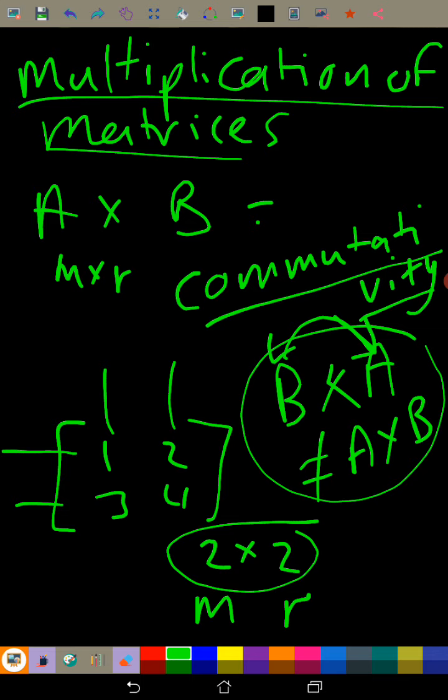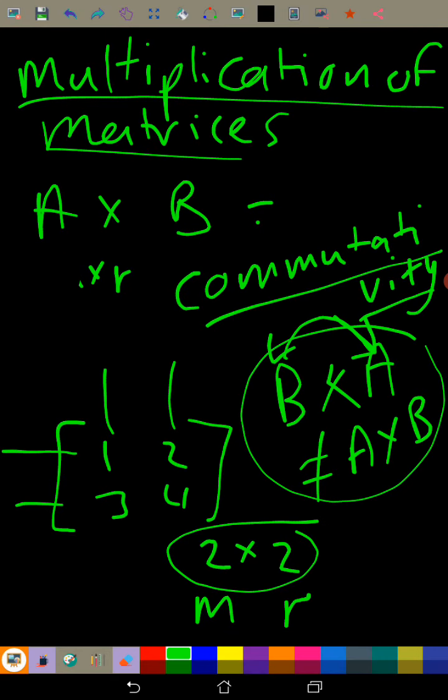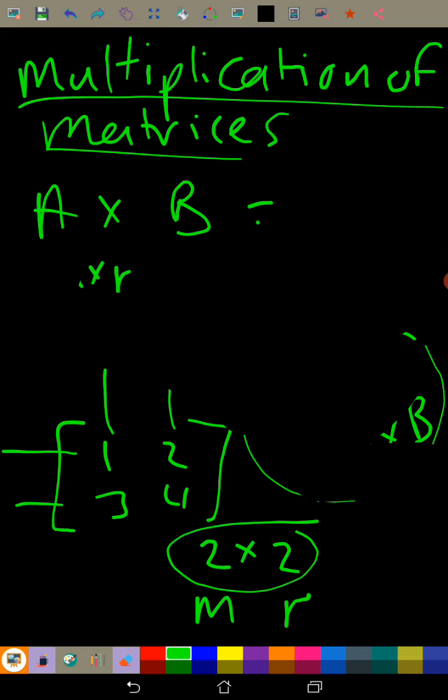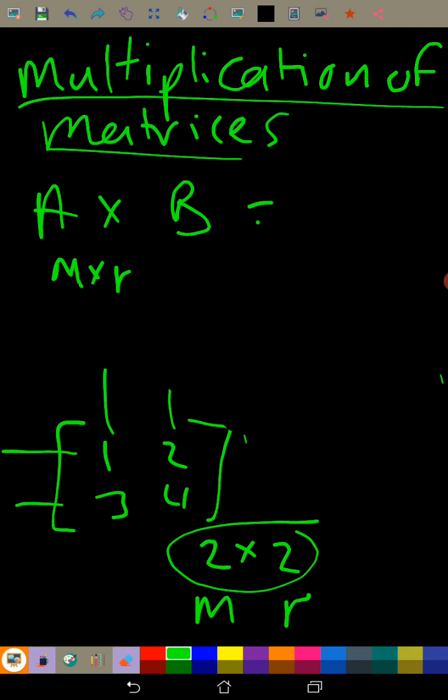So that's why it's like this. You have to follow the order. Follow the leader.